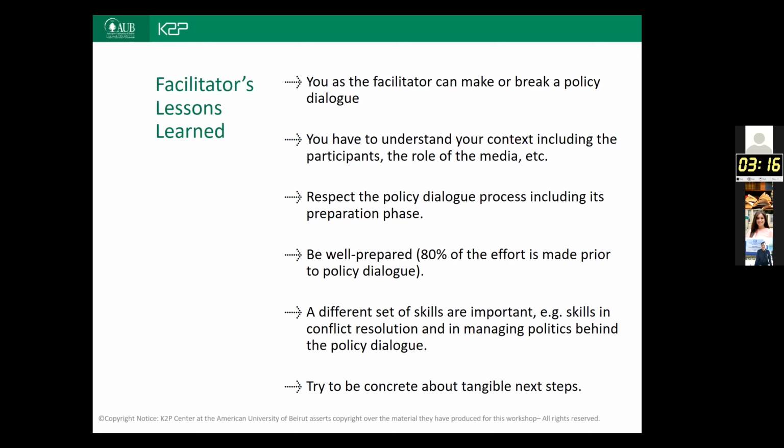A different set of skills are important. So skills in conflict resolution, managing politics, and all of that is really important. Try to be concrete about tangible next steps. So once the policy dialogue is finalized, you might tell them, so given all of the discussion, what are some tangible next steps that we can start implementing?